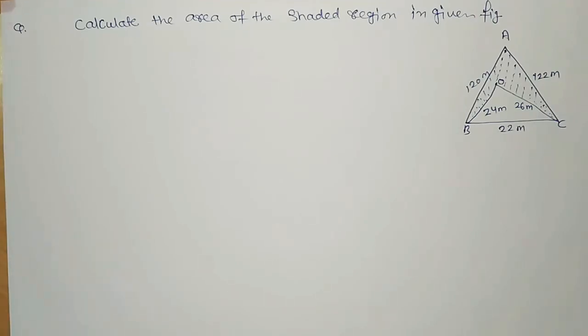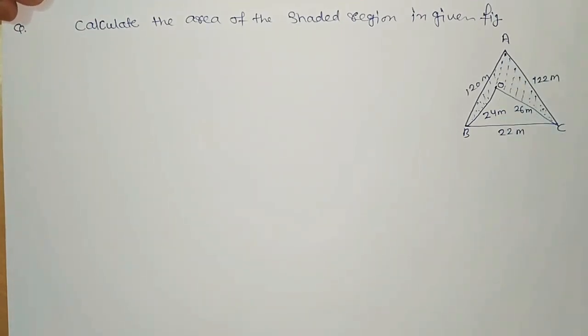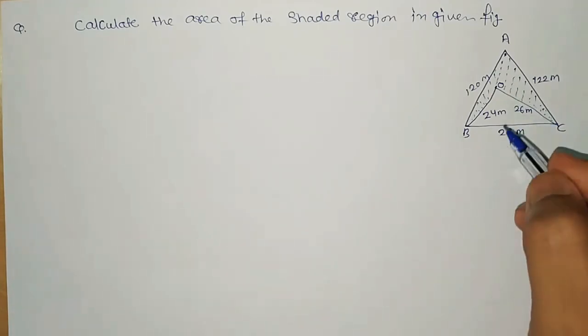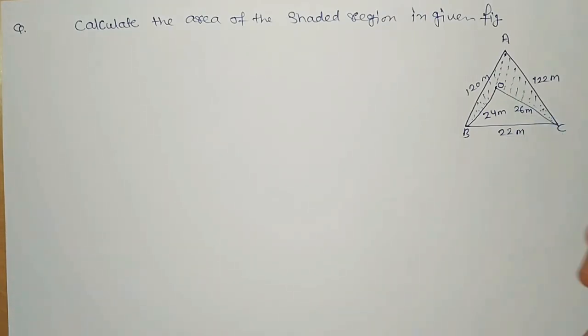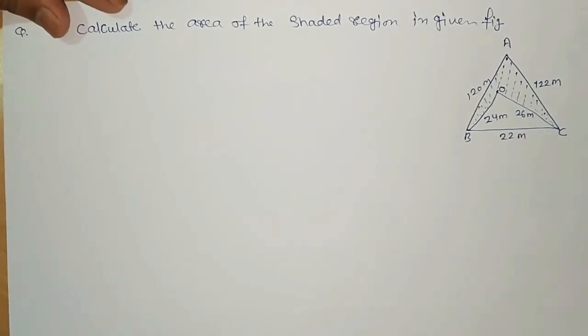Now a new question: calculate the area of the shaded region in the given figure. ABC is a triangle and BOC is an internal triangle of the same base BC. Find the area of the shaded region. So first of all we have to find the area of triangle ABC, minus the area of triangle BOC, and then we will get the area of the shaded region.